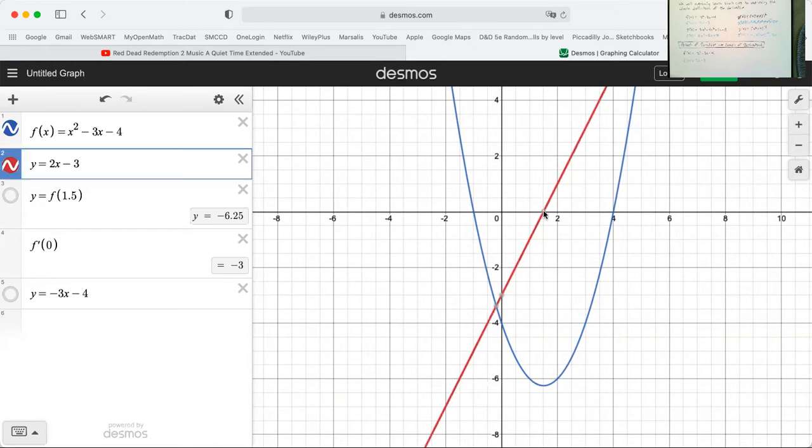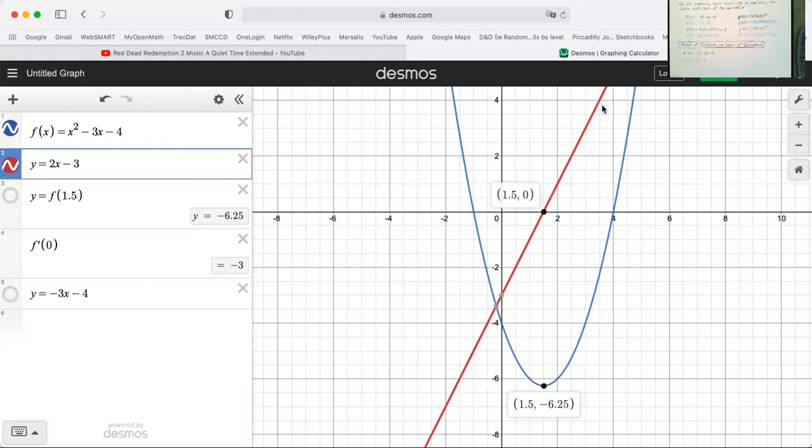Notice that the parabola before 1.5 is decreasing. So all the slopes of the tangent lines before 1.5 are going to be negative. And then take a look at the derivative: the values of the derivative are negative all the way up to 1.5. After 1.5, the parabola is an increasing function. The values are going up, and so we're going to see a positive slope. And the values of the derivative after 1.5 are positive.